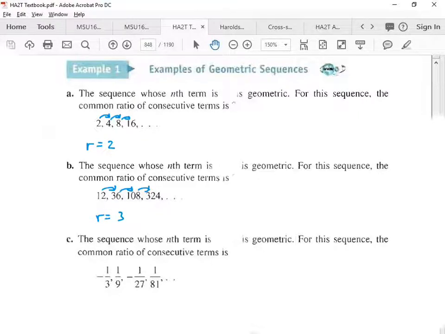But what if we don't see that? What if we can't figure it out? Second term divided by the first. Third term divided by the second. That's how you would find it. It even works with fractions. Second term divided by the first.